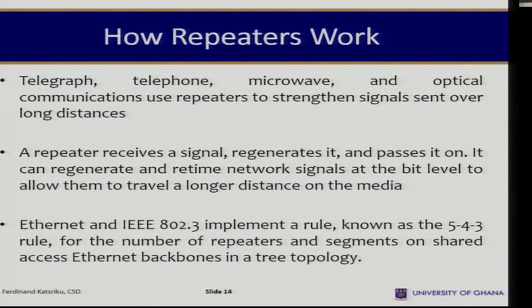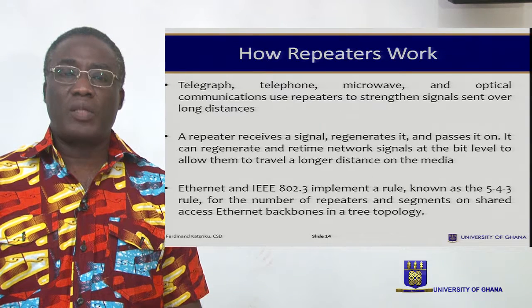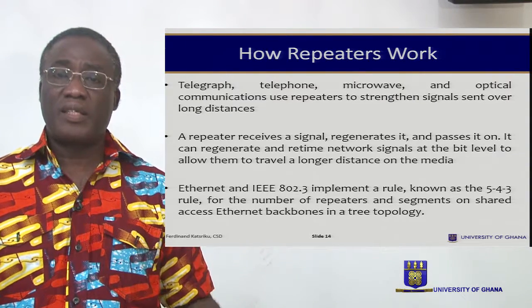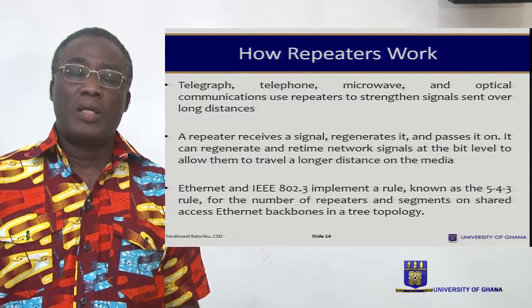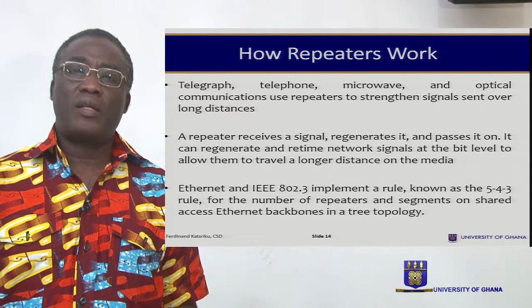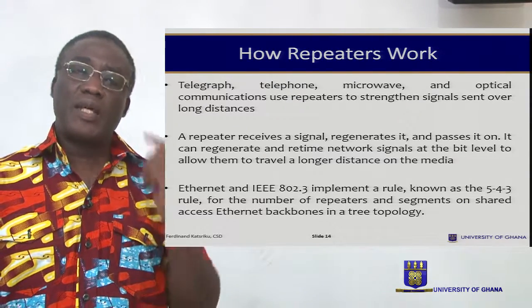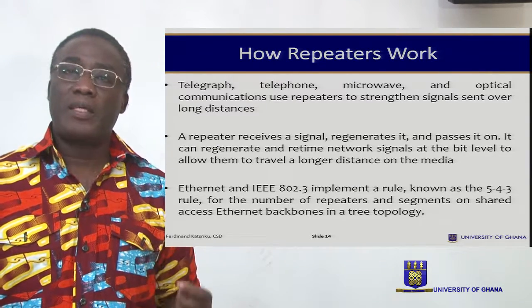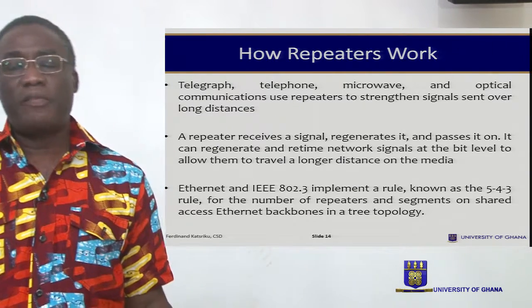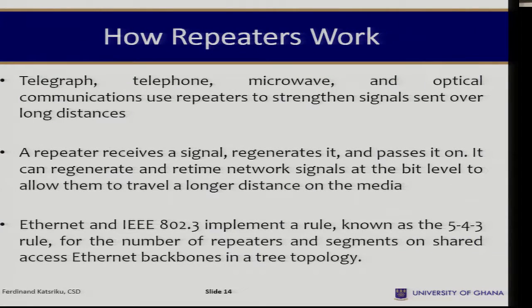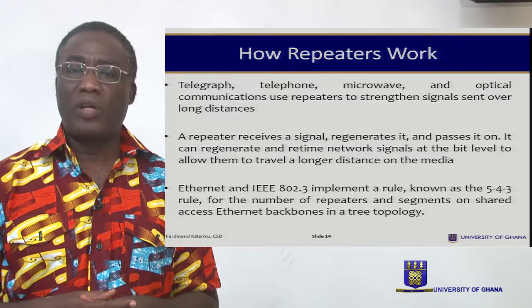How do repeaters work? In the olden days of telegraph, telephone, and microwave and optical communications, we used repeaters to strengthen the signal over long distances. In those days, someone would stand on a hilltop, and people would be standing on hilltops some distance away, and one person would say something, then the next person who hears that will repeat that for the person further on to also repeat. So they call that what? Repeaters. That term has sort of carried over. A repeater receives a signal, regenerates it, and passes it on. It can regenerate and retime the network signals at the bit level to allow them to travel a longer distance on the media.